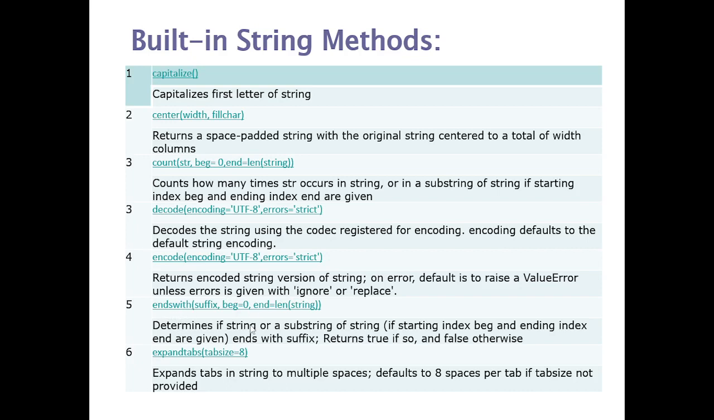We have endswith, which determines if a string or substring of a string ends with a given suffix. Then we have expandtabs, with tabsize equals 8. This is the parameter. It expands tabs in the string to multiple spaces, defaulting to 8 spaces per tab if tabsize is not provided.